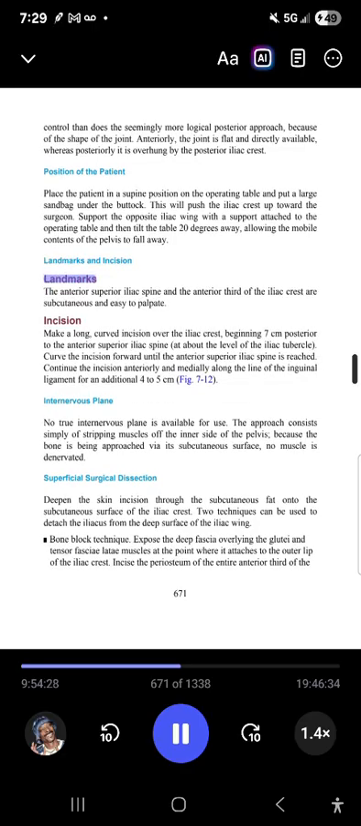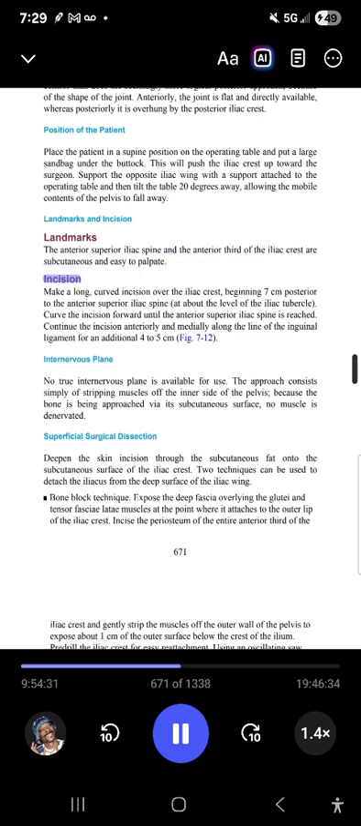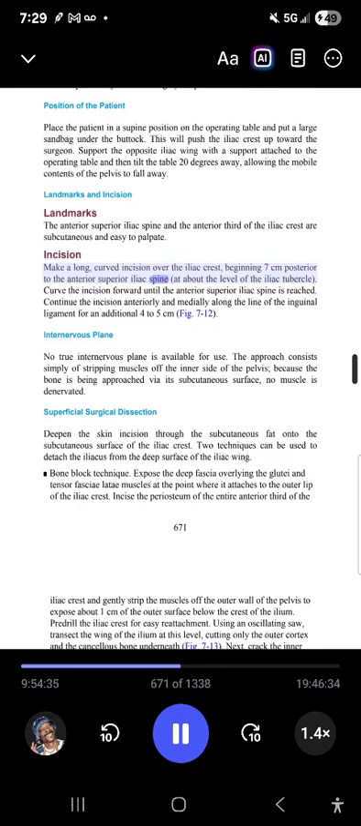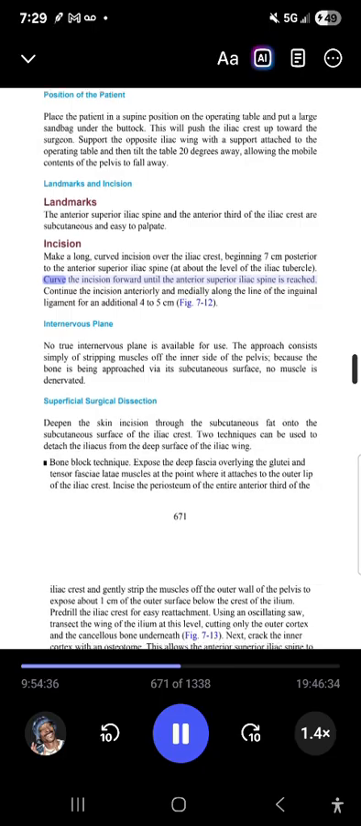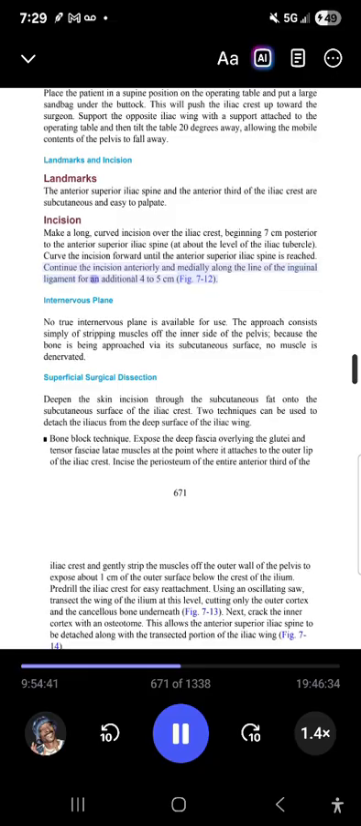Landmarks and incision. Landmarks. The anterior superior iliac spine and the anterior third of the iliac crest are subcutaneous and easy to palpate. Incision. Make a long, curved incision over the iliac crest, beginning 7 cm posterior to the anterior superior iliac spine at about the level of the iliac tubercle. Curve the incision forward until the anterior superior iliac spine is reached. Continue the incision anteriorly immediately along the line of the inguinal ligament for an additional 4 to 5 cm. Figure 7-12.